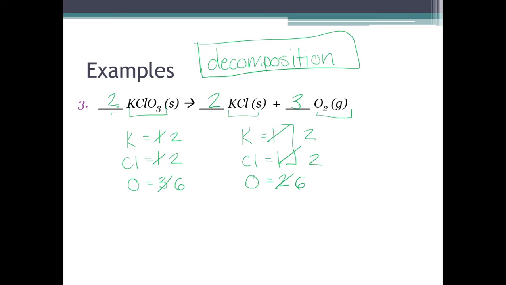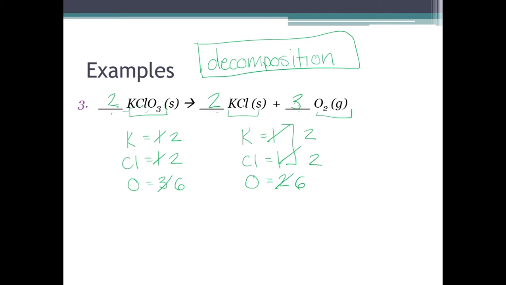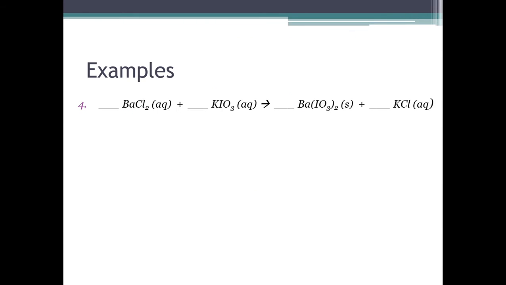Something I have not been doing that you should always do: double check, make sure that we didn't overshoot somewhere, that we can't divide our coefficients by a common factor. 2 and 2 and 3 do not all have a common factor, so we don't need to worry about it, but just remember to keep an eye out for it.